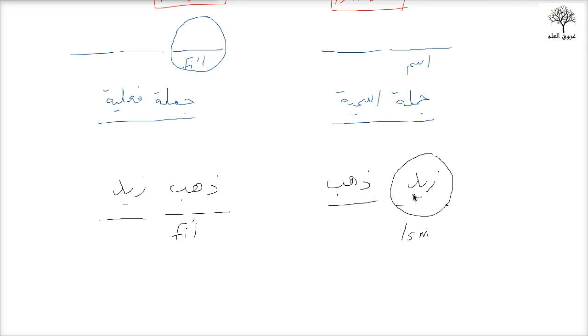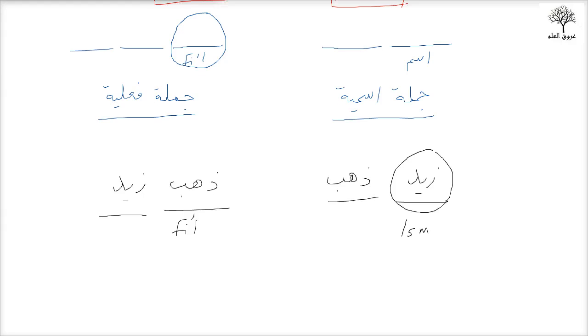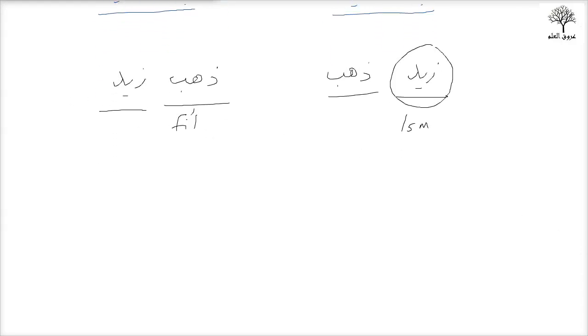But because now we've started the beginning of the sentence with a noun, with an ism, we don't call it a fi'l sentence, we call it an ism sentence. So Zaidun dhahaba. Now, in English, the two sentences technically mean exactly the same thing, because when you translate dhahaba Zaidun, you get Zaid went, and when you translate Zaid dhahaba, you get Zaid went. But there is a big difference between the two meanings. I'm not going to list all the differences, just a few differences between a jumla fi'liya and a jumla ismiya.